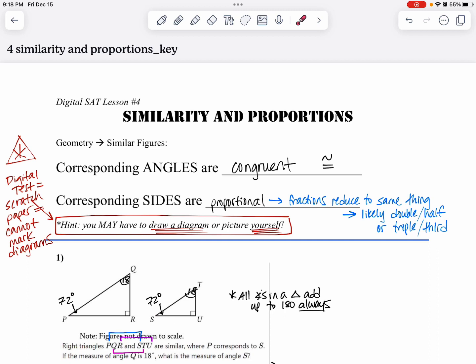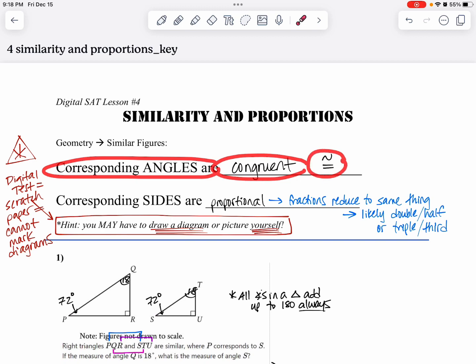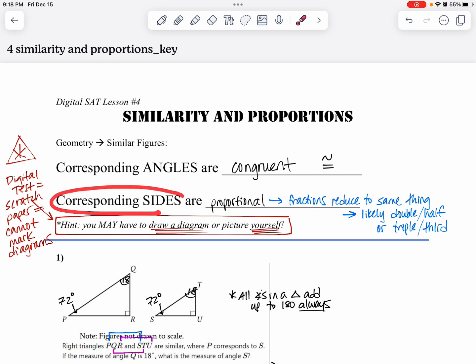For some of you, this was a long time ago that you took geometry. So I need you to fill in a couple blanks here. Corresponding angles when you have similar figures are congruent. Congruent means equals. Here's the symbol for it. Okay. The corresponding sides are not equal. They are proportional, which means the fractions reduce to the same thing.